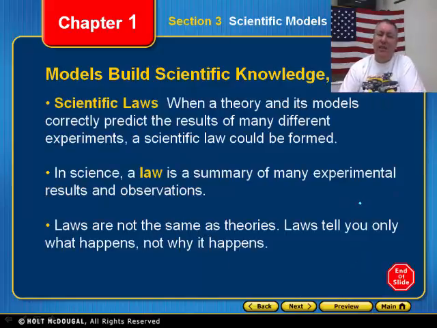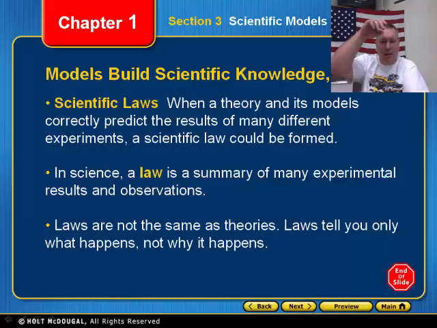Now, scientific laws are different. Scientific laws are the results of many different experimental observations. They tell you what happens, not why it happens. So a law will tell us what happens, like the law of gravity tells us that if I take something and drop it on the desk, it's going to fall and hit the desk. It tells us that it's going to happen, but not why it happens. Let's make sure you understand that. So after a theory correctly predicts something many times, it becomes a law.